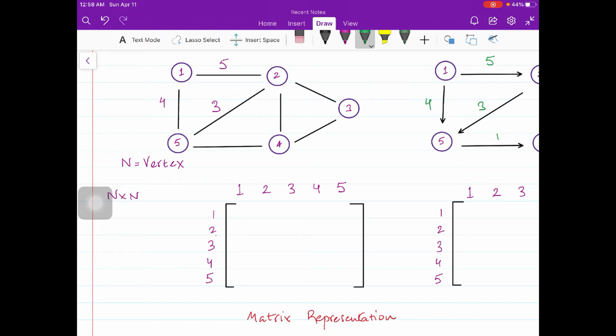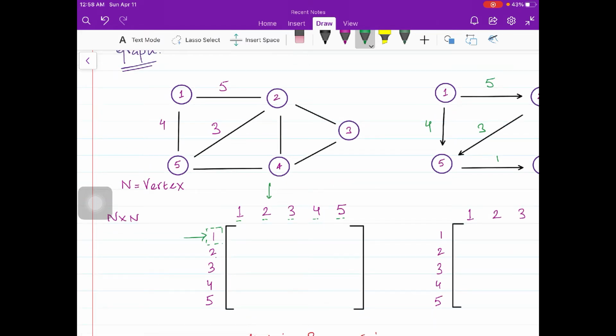So how will I do it? First of all, I'll go to row 1. Here row 1 represents my vertex 1, and these are my columns. The corresponding column will represent whether there is an edge to these vertices. So let's see, and then you'll understand it. From 1 to 1, is there any edge? No, so I'll put 0 here. Had there been some edge like this, then I would not have put 0, but there is no such edge.